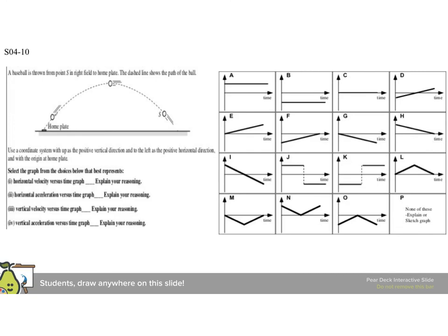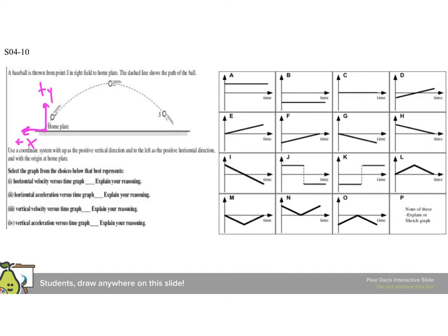A baseball is thrown from point S in right field to home plate. The dashed line shows the path of the ball. Use a coordinate system with up as the vertical direction and left as the positive horizontal direction and the origin at home plate. So let's draw ourselves an origin. This is our origin. Upward is plus y, and leftward is plus x. That's a little strange, but they say to do it, so we do.